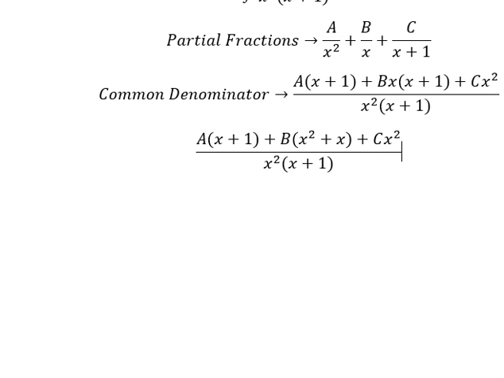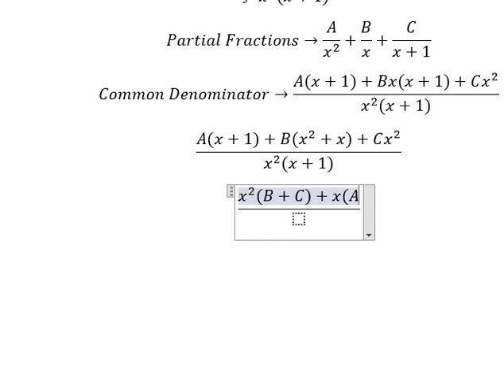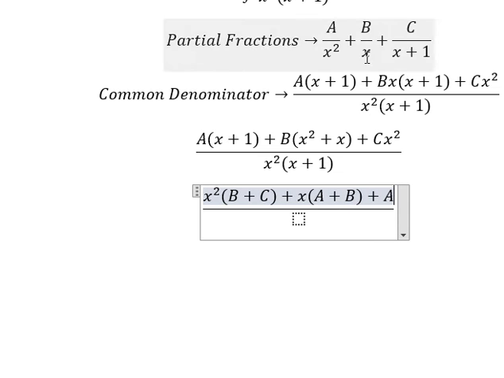Next, we need to arrange based on the terms of x. About x squared, we have B plus C. About x, we have A plus B. About the number, we have A.